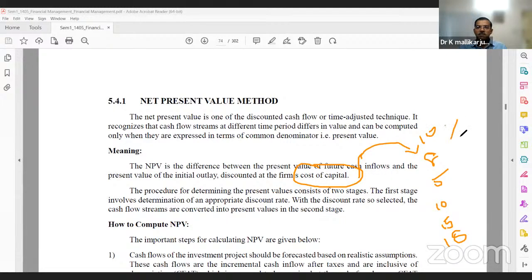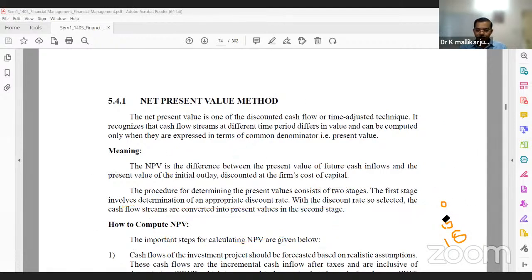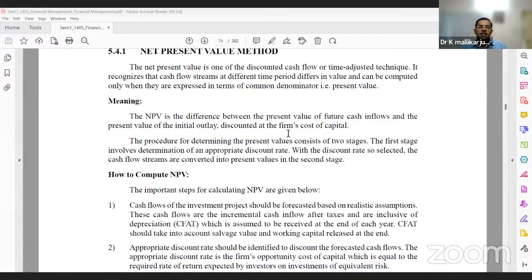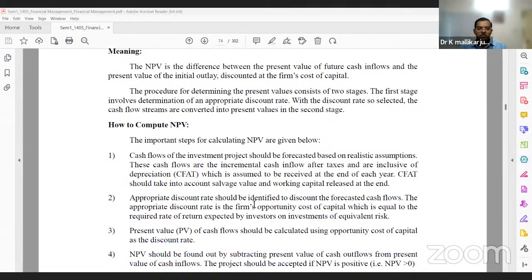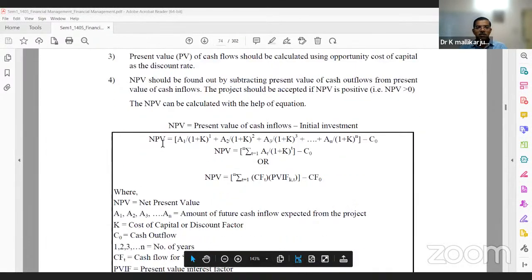For example, it is 10%. Now these are converted, suppose it is 7,000 something, 4,000 something, 12,000. The future values are discounted. I will show you the problem of how to calculate this NPV method. The method is very simple: we compare the present value of inflows with the present value of outflows.